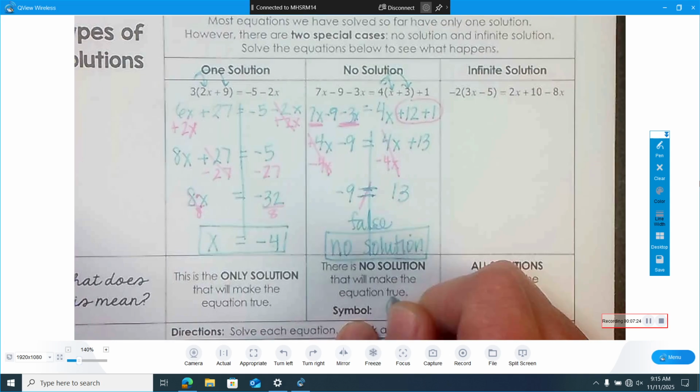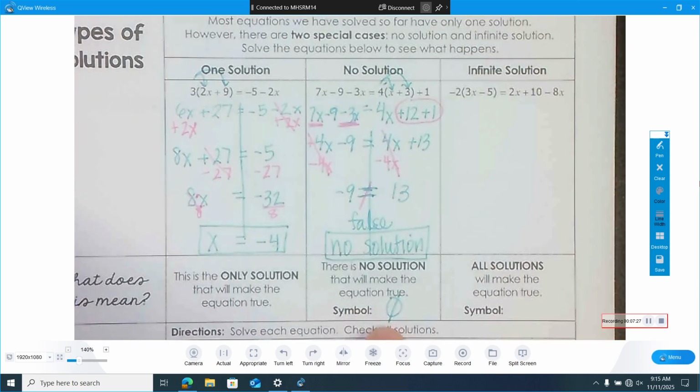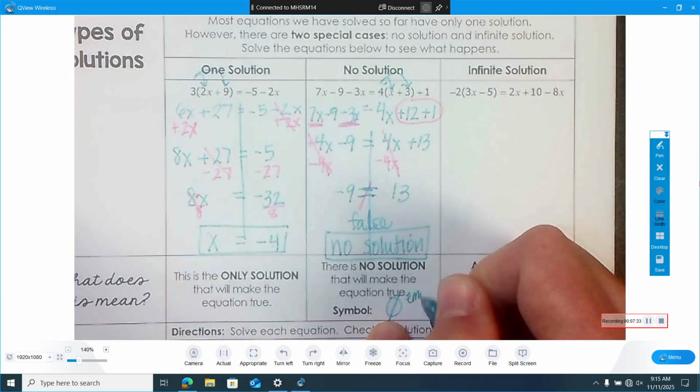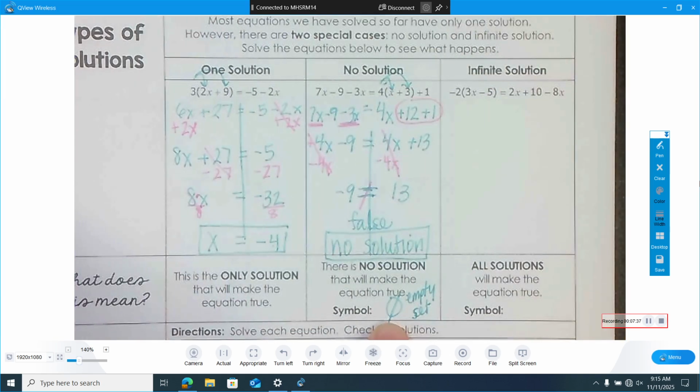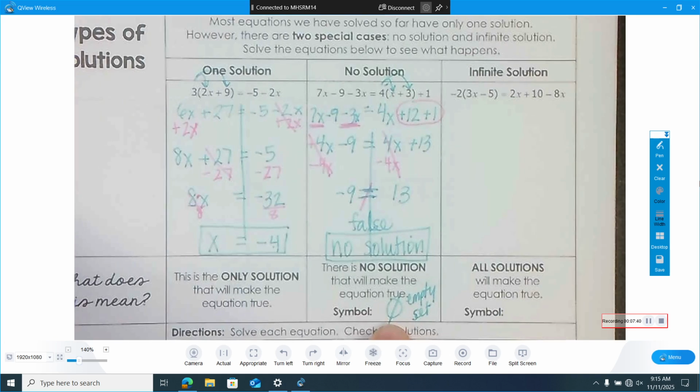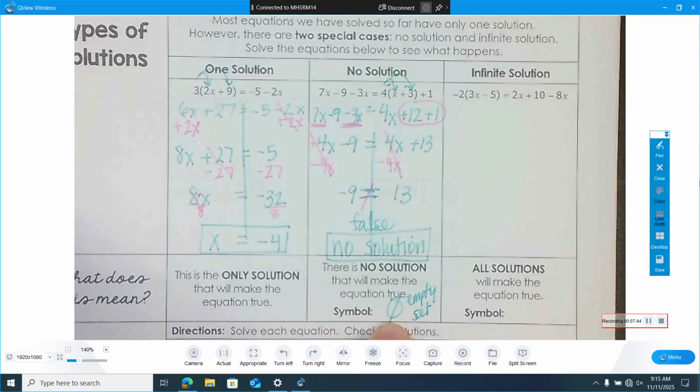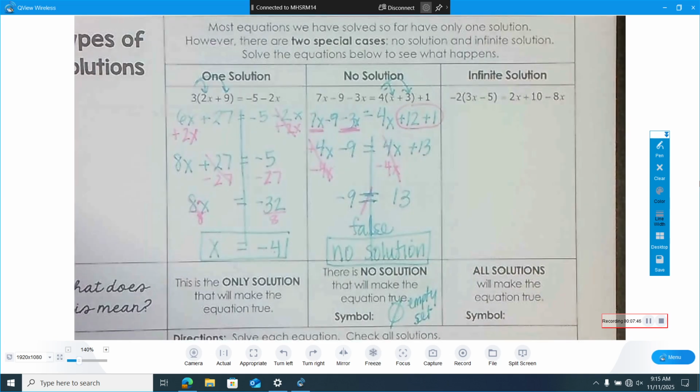You could use the symbol. This is the symbol. It is a circle with a slash through it. It means empty set. That is what it means, empty set. There is no solution set. There is no answer that can work, and that's what that means. It's empty, but I just prefer no solution.